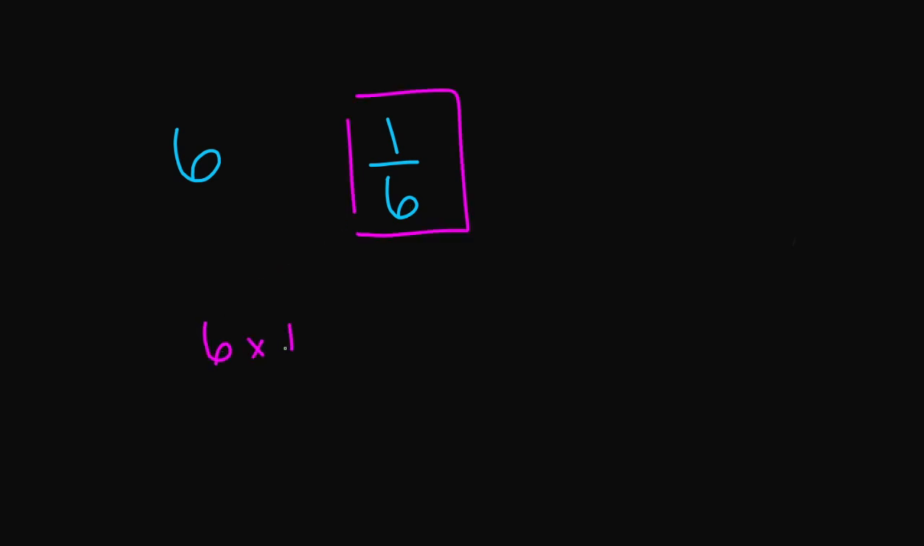For an example, let's say I have the number 6. The reciprocal of 6 is going to be 1 over 6. And all I did, we flipped our numerator and our denominator. If I multiply 6 times 1 over 6, this has to equal 1.